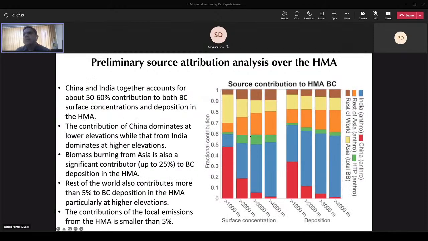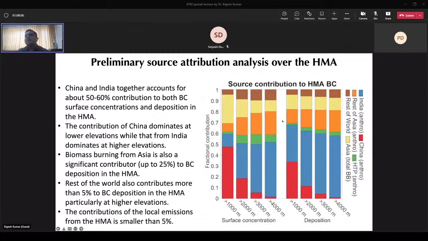We also look at the contributions of different sources in different altitude ranges of high mountain Asia. So these 4 bars here are showing the contributions to surface concentrations, and these are showing the contributions to the deposition within snow. Interestingly, for the high mountain Asia altitude ranges between 1,000 to 2,000 meters, China dominates the contribution. Nearly 50% of the black carbon surface concentrations are because of emissions in China. But as we go to the higher altitudes, the contribution from India increases and that from China decreases.